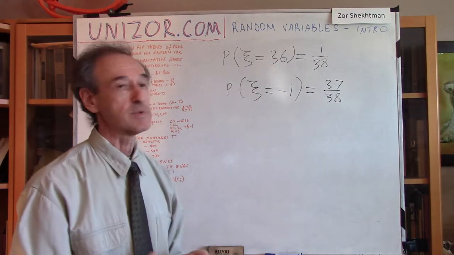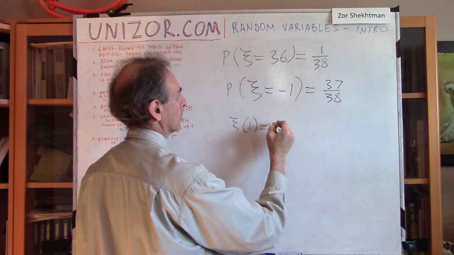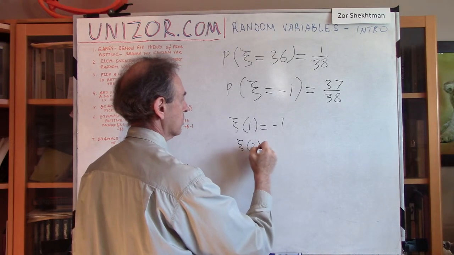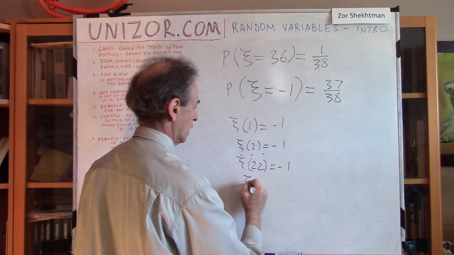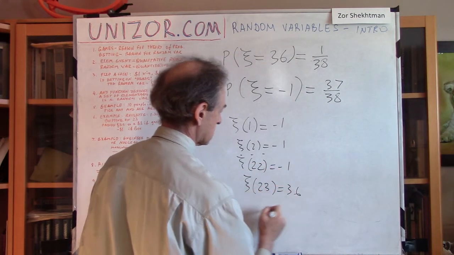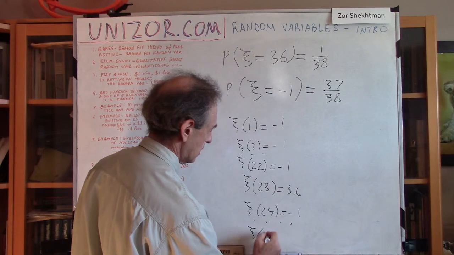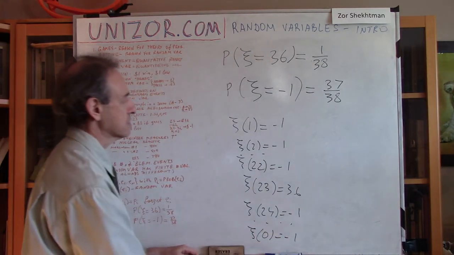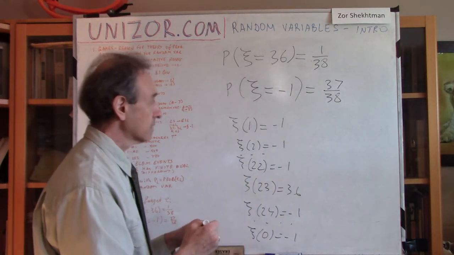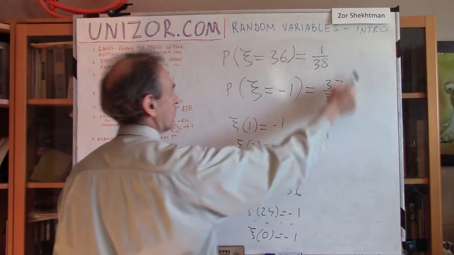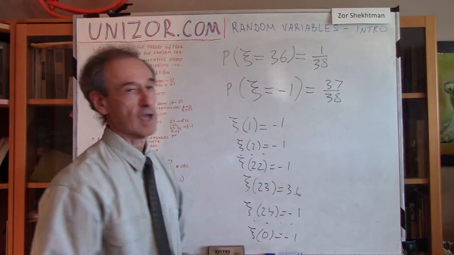Yes, you can describe this function in a different manner. C of 1 is equal to minus 1, C of 2 is equal to minus 1, etc. C of 22 is equal to minus 1, C of 23 is equal to 36, and C of 24 is equal to again minus 1, etc. C of 0 is equal to minus 1, and C of 00 is equal to that. So this is also a description. But this is not as interesting and as short as this one, because to analyze the function C, you really don't need this. What's sufficient is to have just these two.